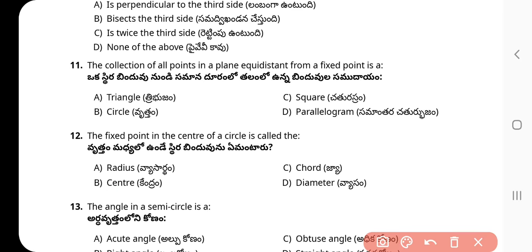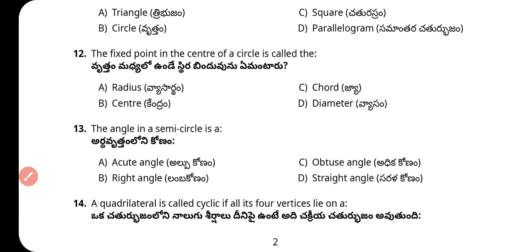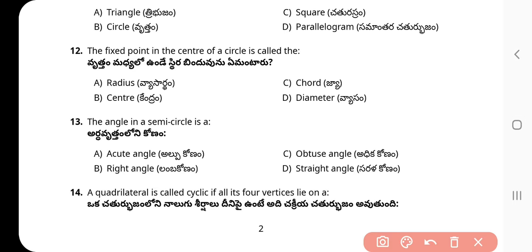Question number 13. The angle in a semicircle is an acute angle, obtuse angle, right angle, straight angle. What is the answer? Answer is a right angle. Option B is the correct answer of the 13th question. The angle subtended by a diameter at the circumference is always 90 degree.